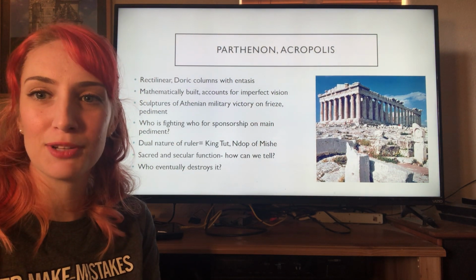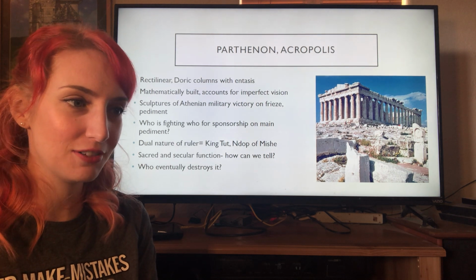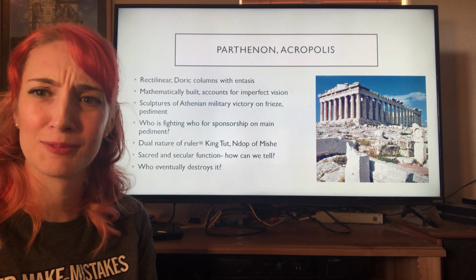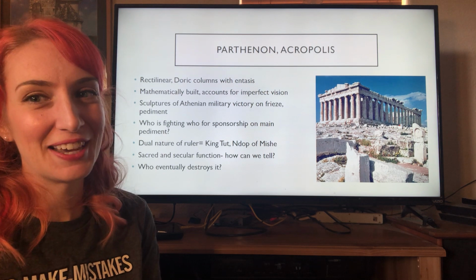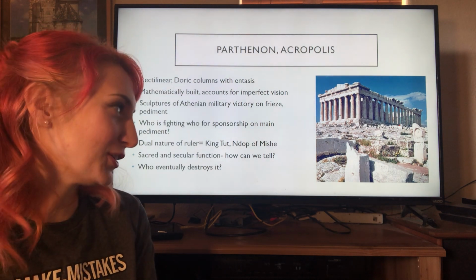It is eventually blown up by the Ottomans, who use it for, they're storing their explosives inside. I don't know why they thought that was a good idea, but they do.